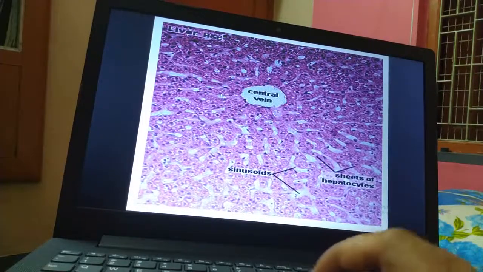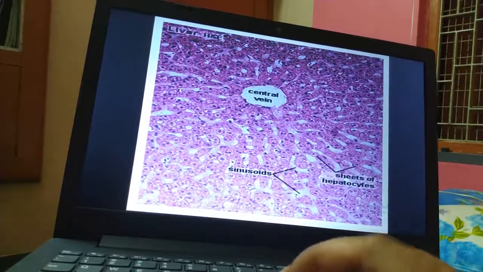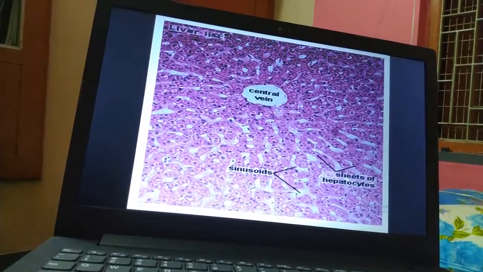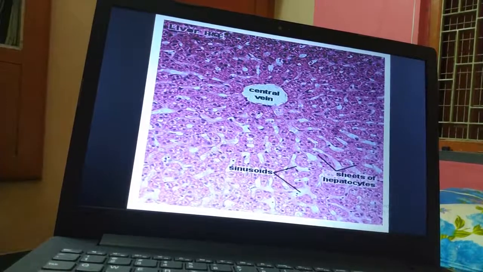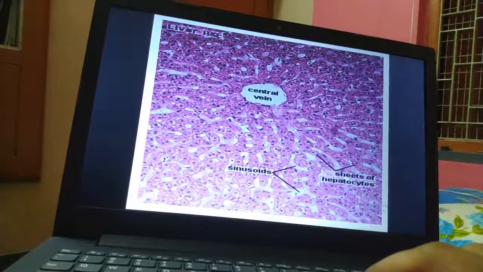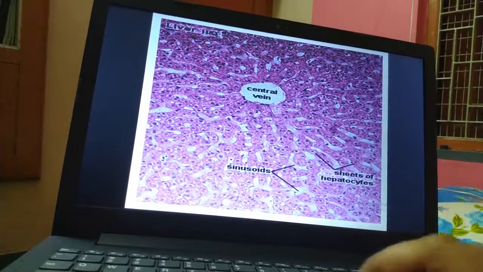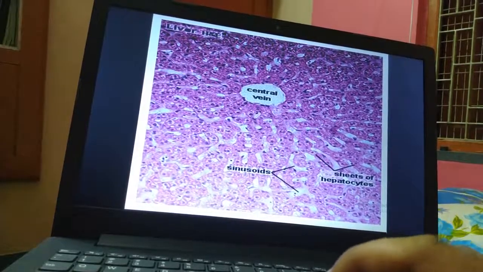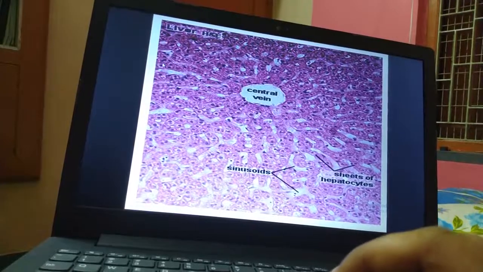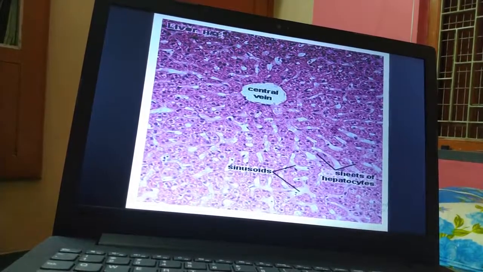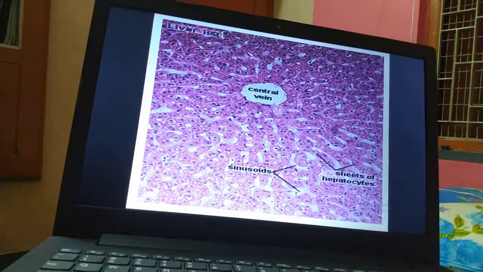From there, the cords of hepatocytes project to the outside. We see a number of broad irregular cords of cells passing from this vein to the periphery of the lobule. These cords are made up of polygonal liver cells, called hepatocytes. So these are each hepatocytes. And along the periphery of the lobules there are angular intervals. I will show you the angular intervals in other figures.